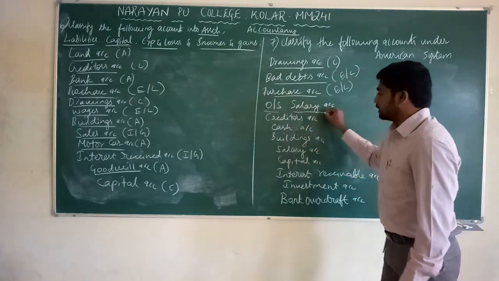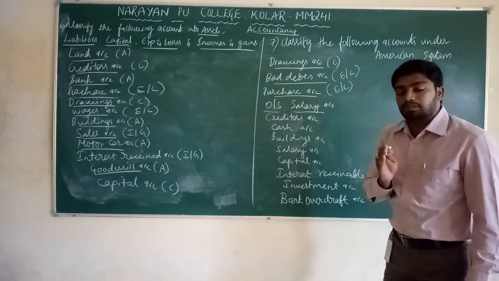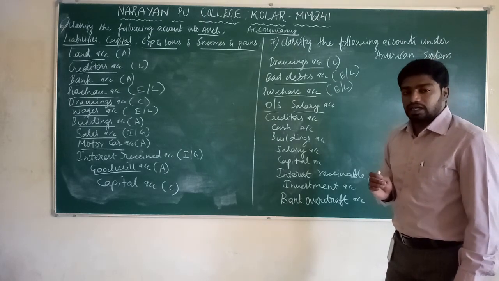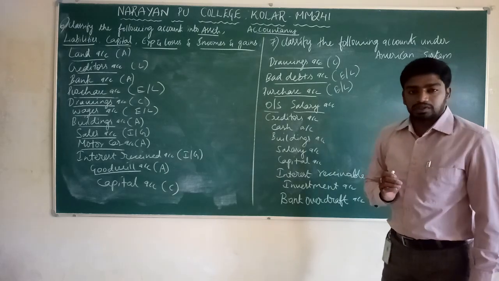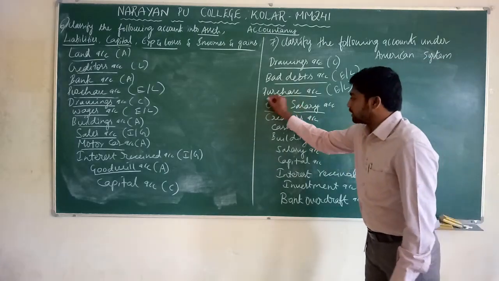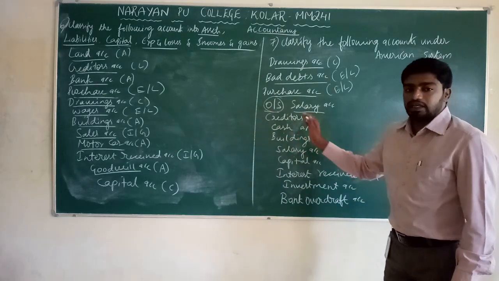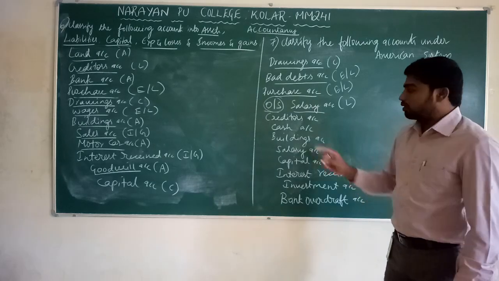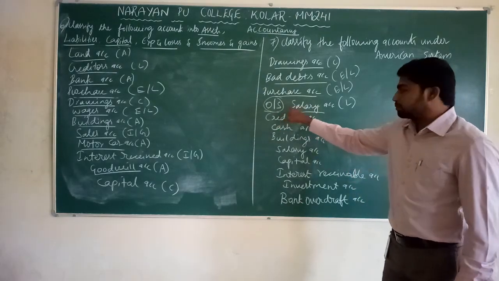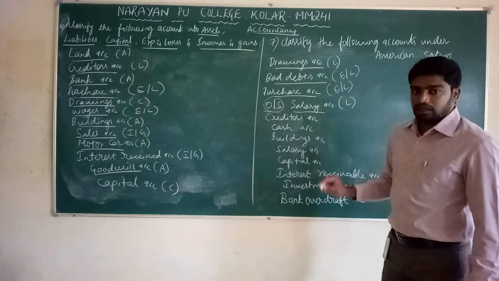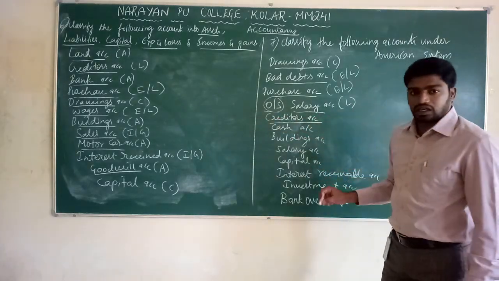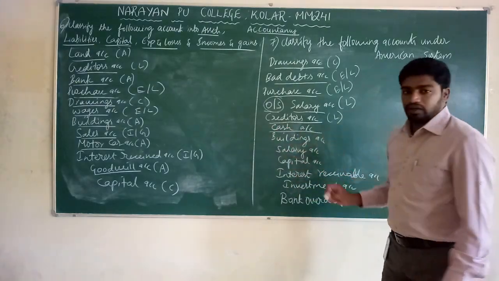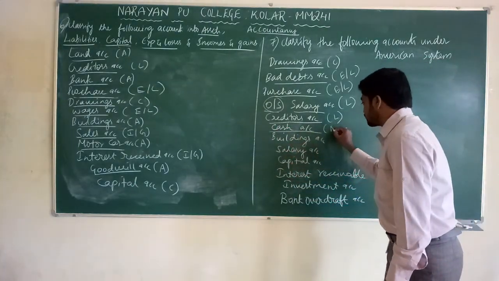Outstanding salary, it is nothing but outstanding expenses to the organization. Outstanding salary, outstanding rent, these are all expenses to the organization which will be considered as outstanding. Outstanding expenses comes under liability. Are you understanding here? Creditors account comes under liability. Cash account, you know very well, comes under assets.